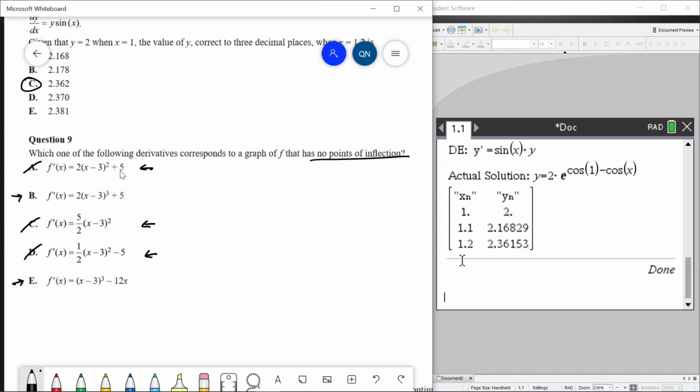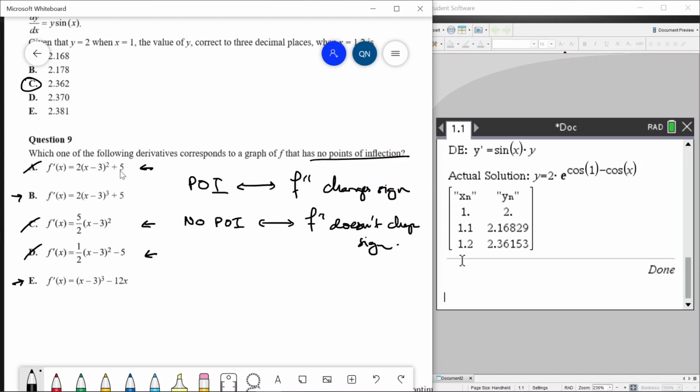So how do you determine if a function has points of inflection? Well, if you want a point of inflection, then f double prime, the second derivative, changes sign. Now, in this case, we want no point of inflection, which means f double prime doesn't change sign.